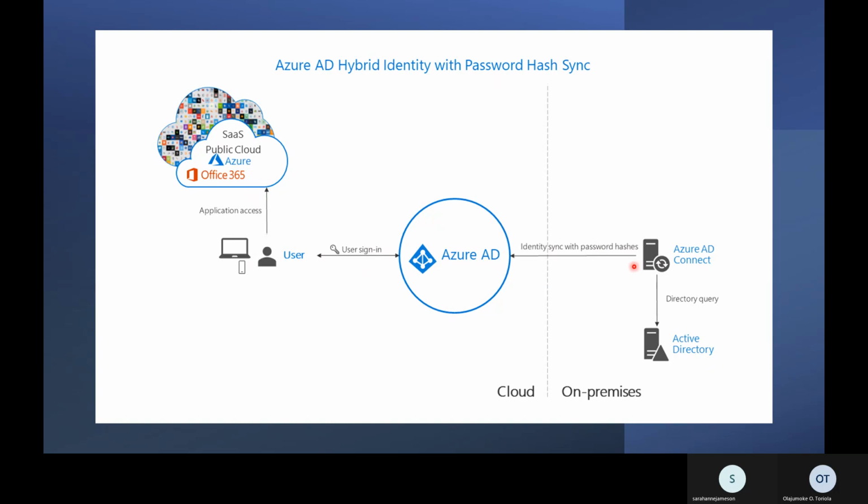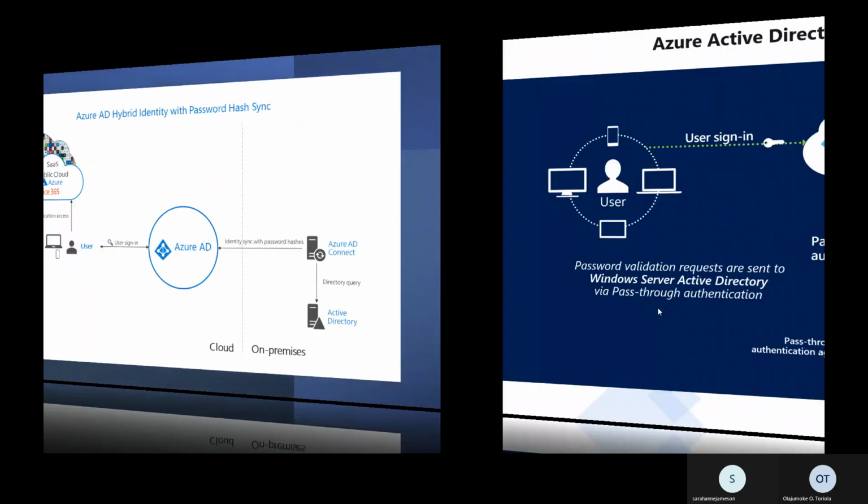The user also wants to go to on-premise. The user is able to use one single password for both. So you see that this arrow is bi-directional. He can use the same credential to access the SaaS application and also use the same user sign-in to access the on-premise. So your user at the same time is keeping just one password.